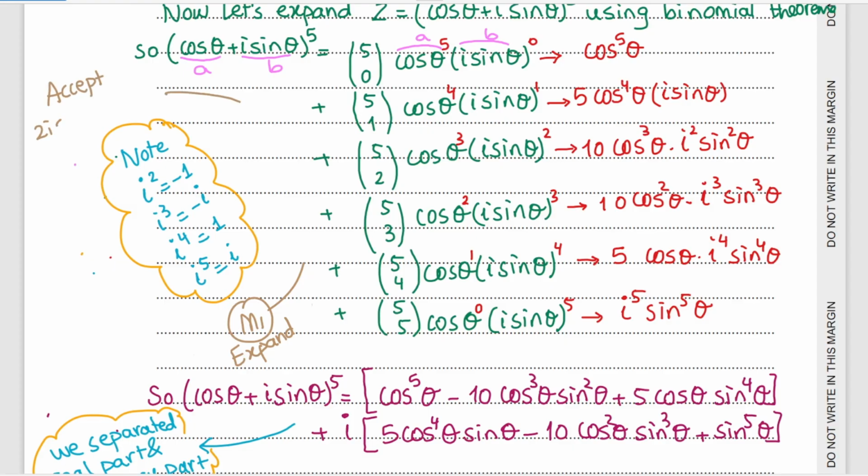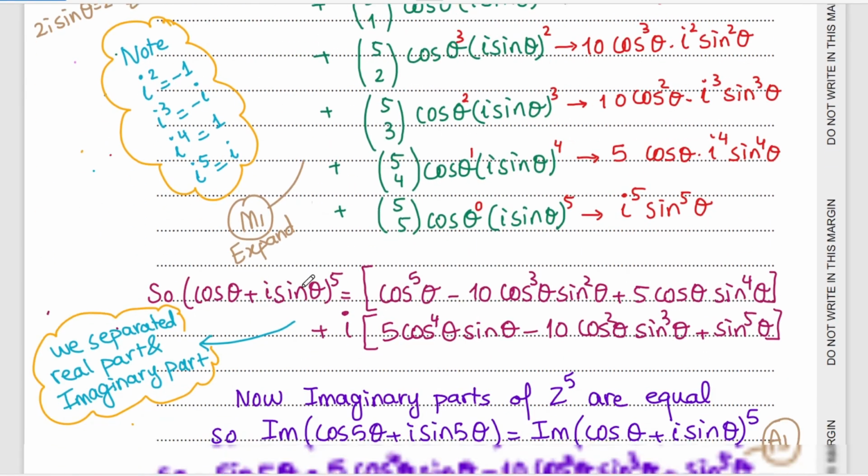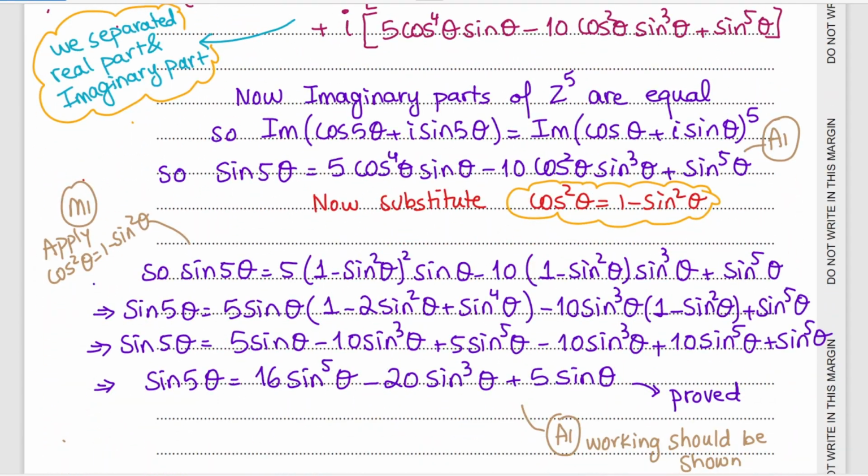So the other method is if you want to use 2i sine theta equals z minus 1 over z. It's also accepted, but be careful about calculations.